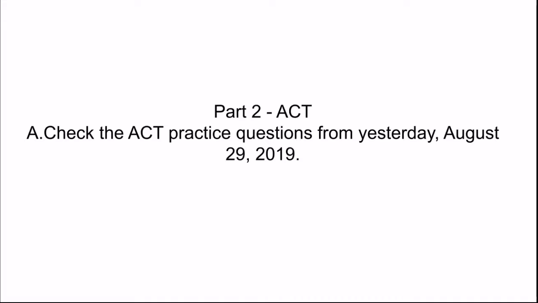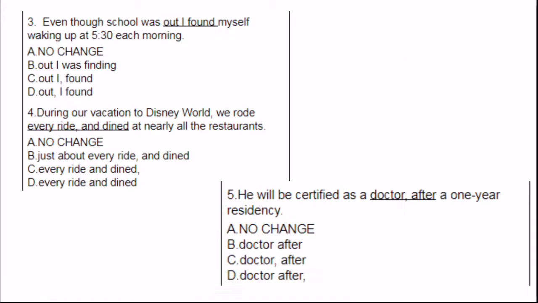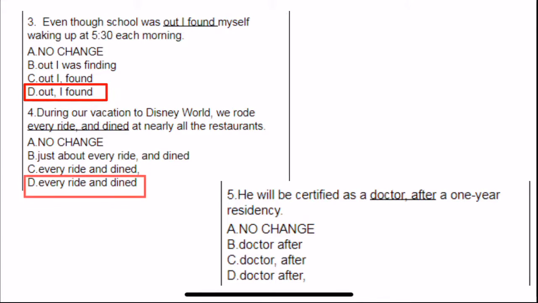Okay, part 2, check your ACT practice questions. All of these were based on the notes that you took on phrases and clauses. Number 1 is C. Number 2, C. Number 3, D. Number 4, D. Number 5, B.